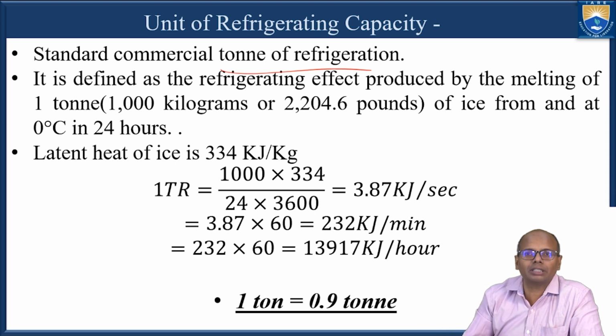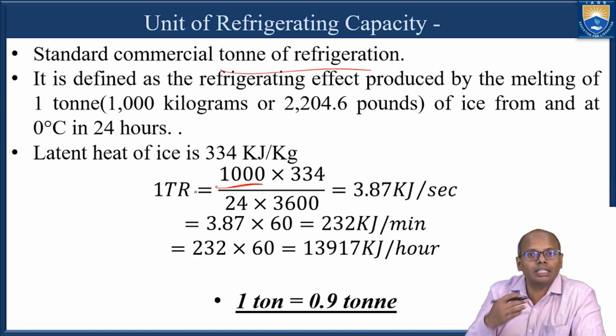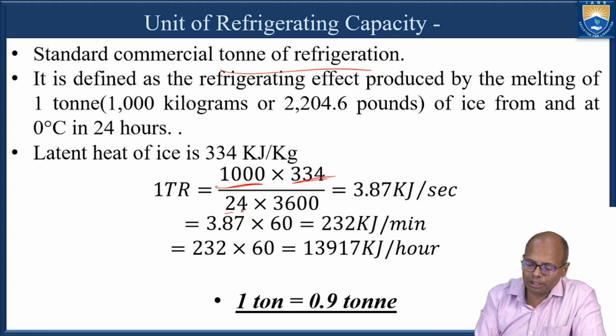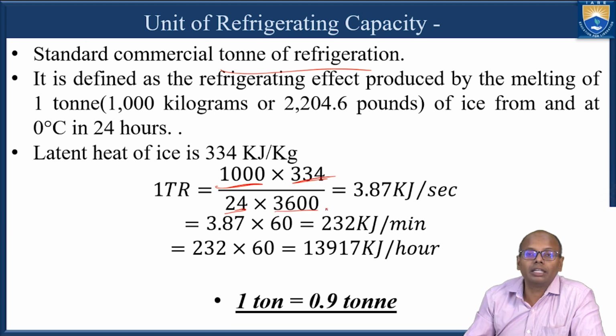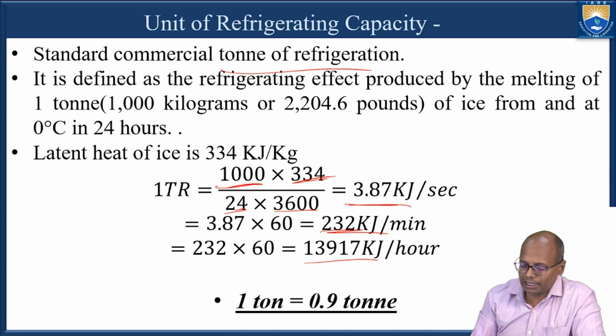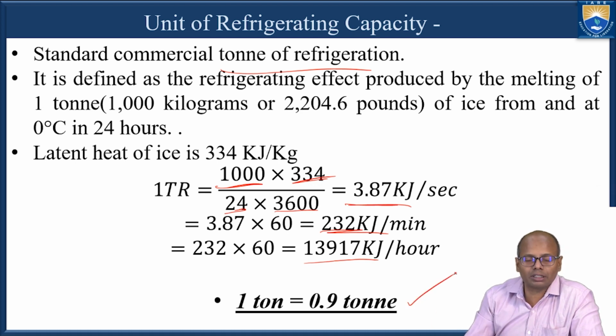Now what is the value of this tonne of refrigeration? 1000 kgs of ice we are taking, and the latent heat is 334 kilojoule per kg, and 24 hours, which in seconds is 24 times 3600. So the value is 3.87 kilojoule per second. Converting that into minutes, it is 232 kilojoule per minute. And in hours it is 13917 kilojoule per hour. As I already said, 1 ton of refrigeration is equal to 0.9 tonne of refrigeration.